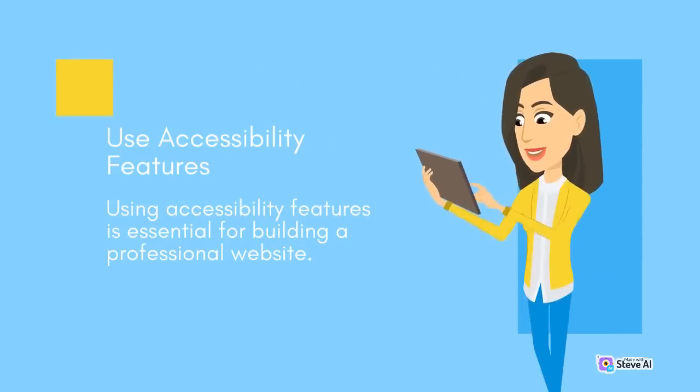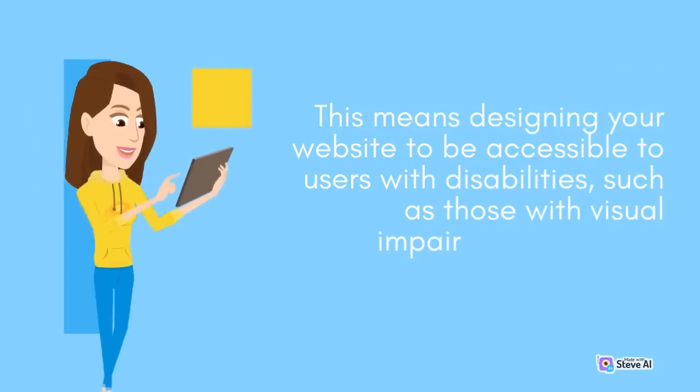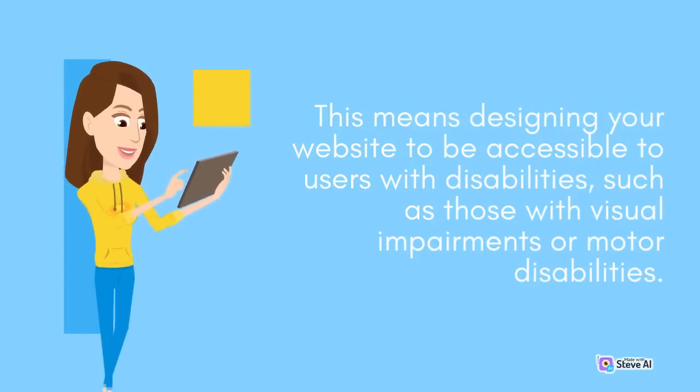Use accessibility features. Using accessibility features is essential for building a professional website. This means designing your website to be accessible to users with disabilities, such as those with visual impairments or motor disabilities.